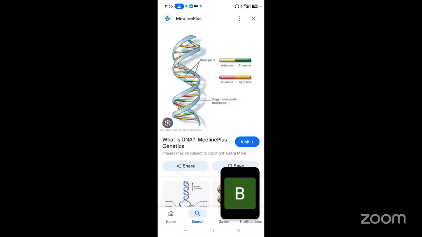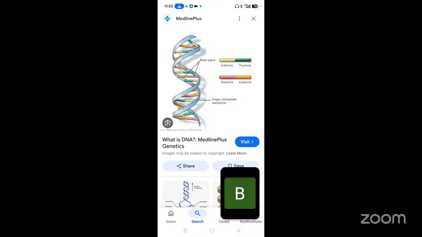Okay, importance of DNA: essential for heredity and evolution, DNA fingerprinting in forensic science, key to genetic engineering and CRISPR gene editing. Mainly genetic recombination in bacteria: transformation and conjugation. And the next one is transduction.